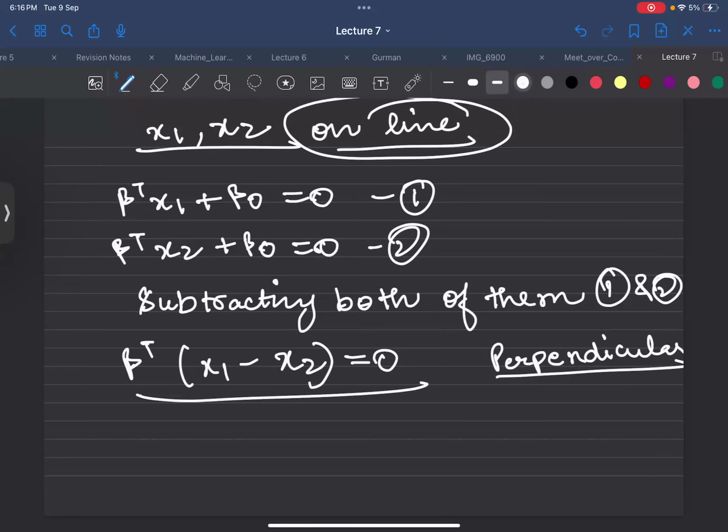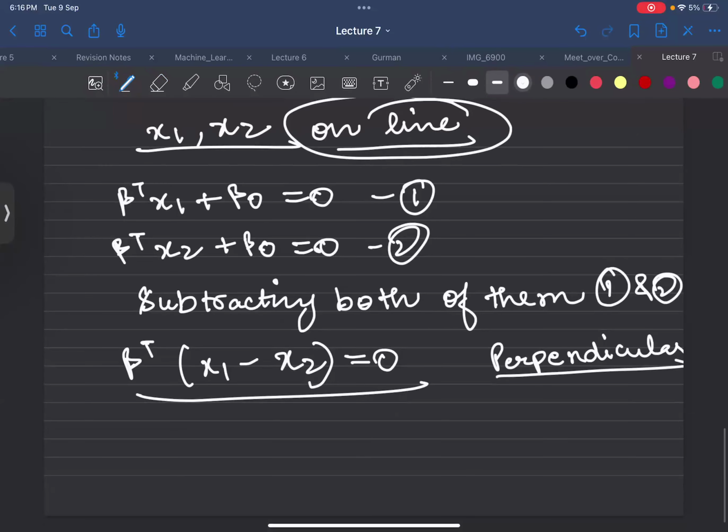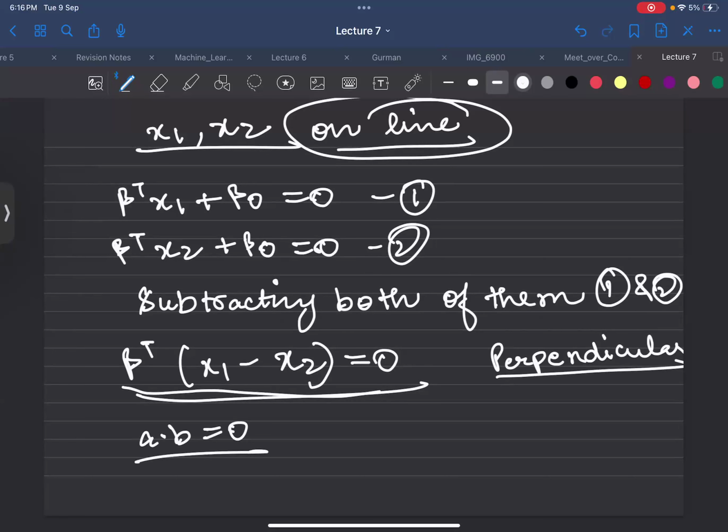I have done no maths. All I'm saying is, if it's on the line and equal to 0, subtracting them, it's perpendicular. Now I'm asking you why it's perpendicular. What does A dot B is equal to 0 mean?